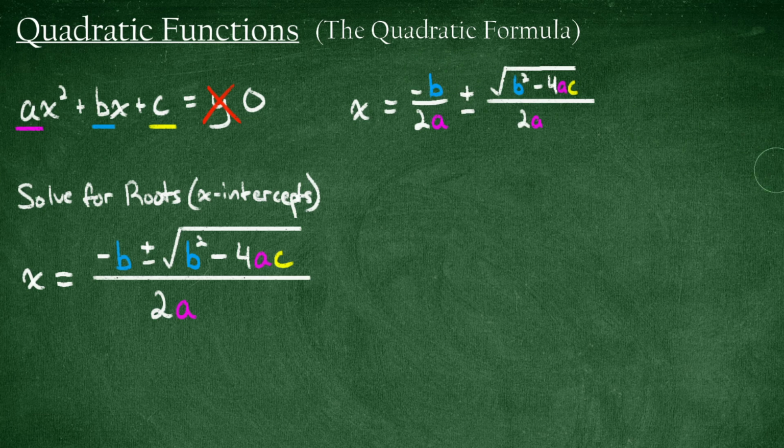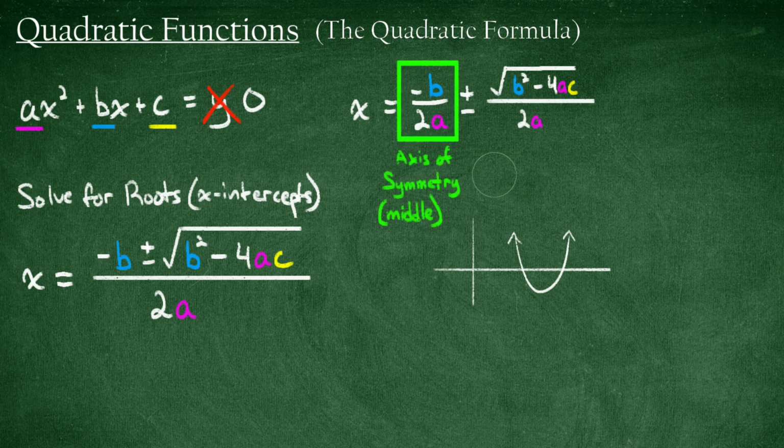So let's talk about the left-hand side. So the left-hand side is really the axis of symmetry, or the middle of this parabola. And actually, if you didn't know the quadratic formula, you probably had been taught by your teachers that you can find that middle by just taking negative b divided by 2a. Well, where does that come from? Well, it comes from the quadratic formula. Negative b over 2a gives you that axis of symmetry, or that middle line right there.